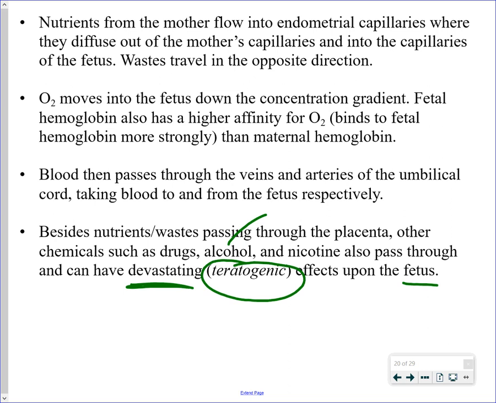And you might be familiar with the effect associated with alcohol consumption by the mother, and this is referred to as fetal alcohol syndrome, or I believe now it's fetal alcohol spectrum disorder.